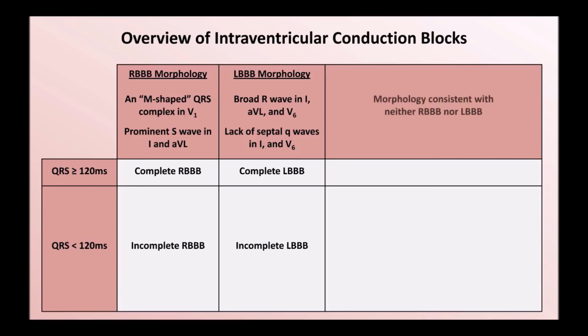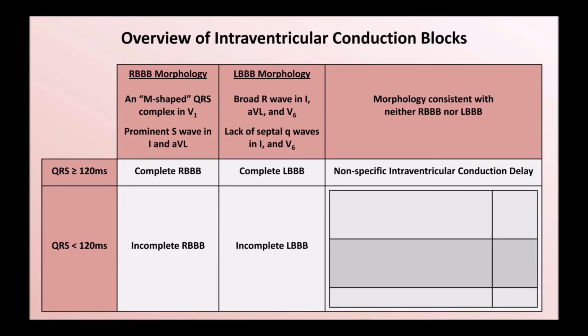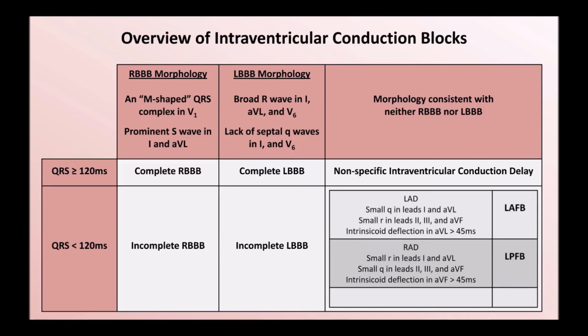If the QRS morphology is consistent with neither right nor left bundle branch block, and if the QRS duration is prolonged, a non-specific intraventricular conduction delay is present. If the QRS duration is normal, then one needs to examine things even more carefully, looking for criteria for either left anterior fascicular block or left posterior fascicular block. If none of this is present on an EKG with a normal QRS duration of less than 120 milliseconds, there is no intraventricular conduction block. That is, intraventricular conduction is normal.